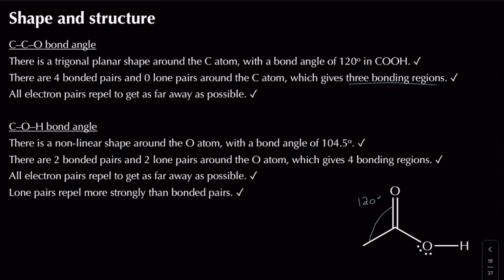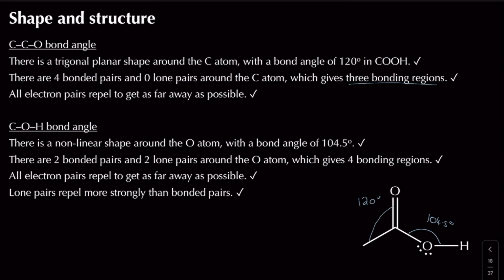Our shape is trigonal planar. Now, looking at our C-O-H bond angle, we've got a bond angle of 104.5 degrees, and we know that we've got a non-linear shape here. The reason why is because we've got 2 bonded pairs and 2 lone pairs in this case. The lone pairs are going to repel more than the bonded pairs, and so rather than having the bond angle of 109.5 degrees, we actually end up with a more squished shape itself.